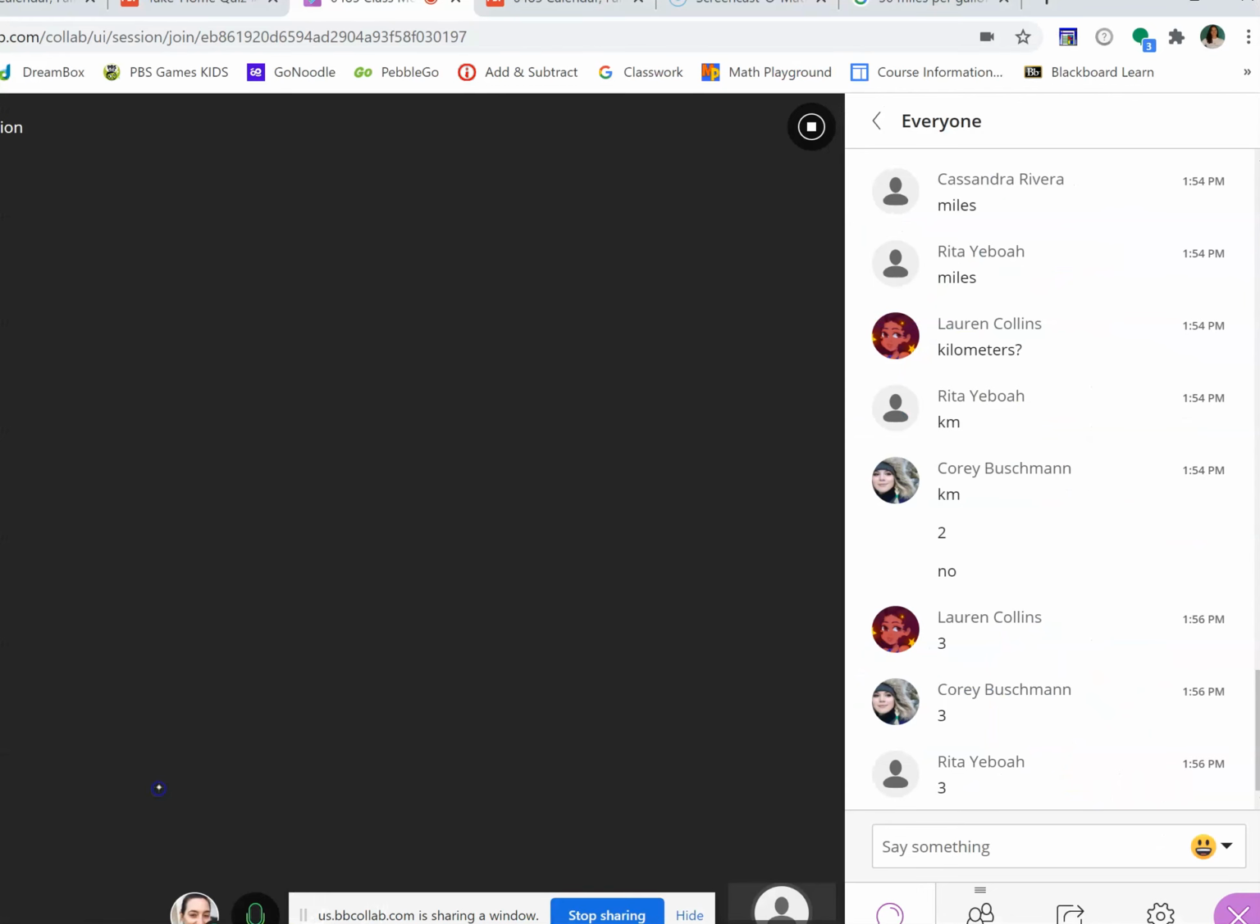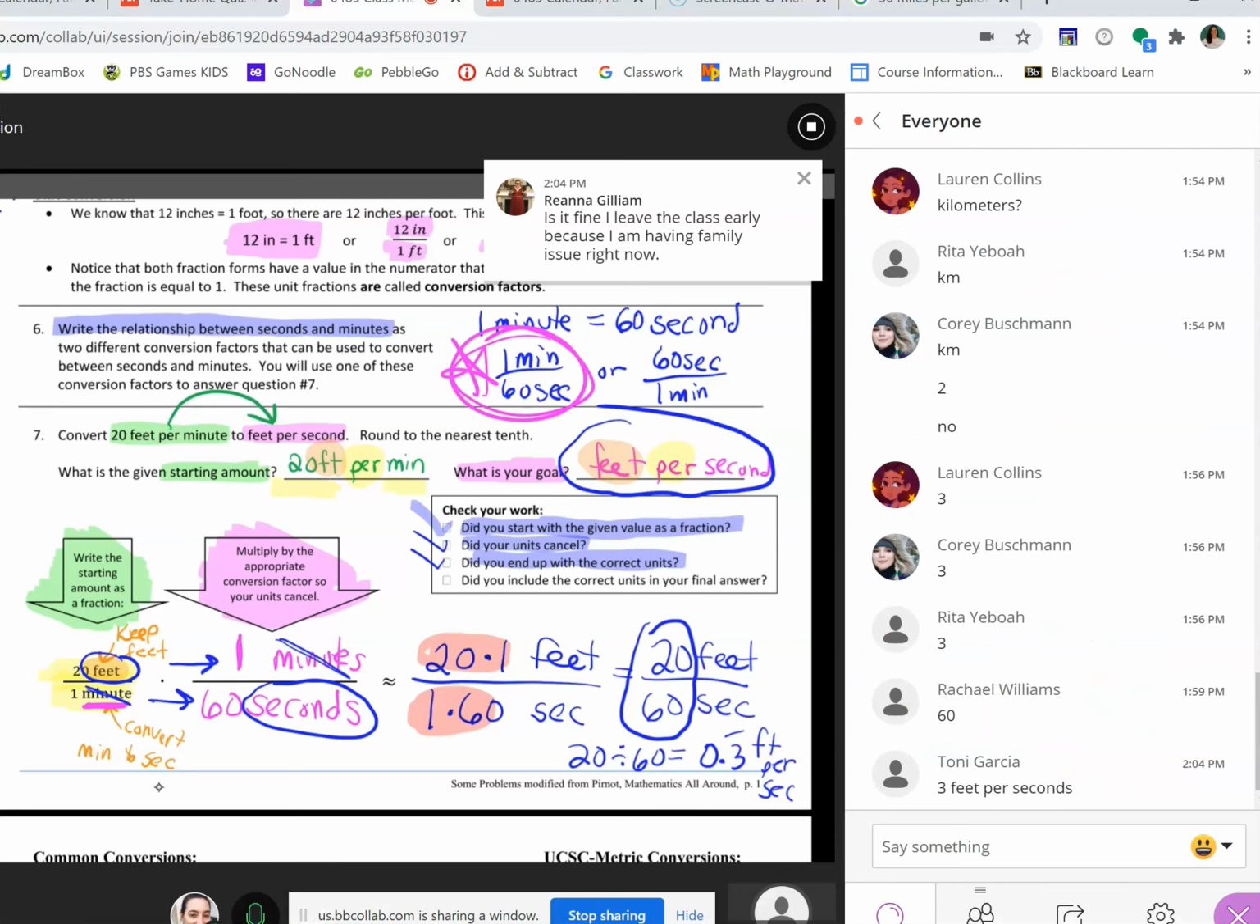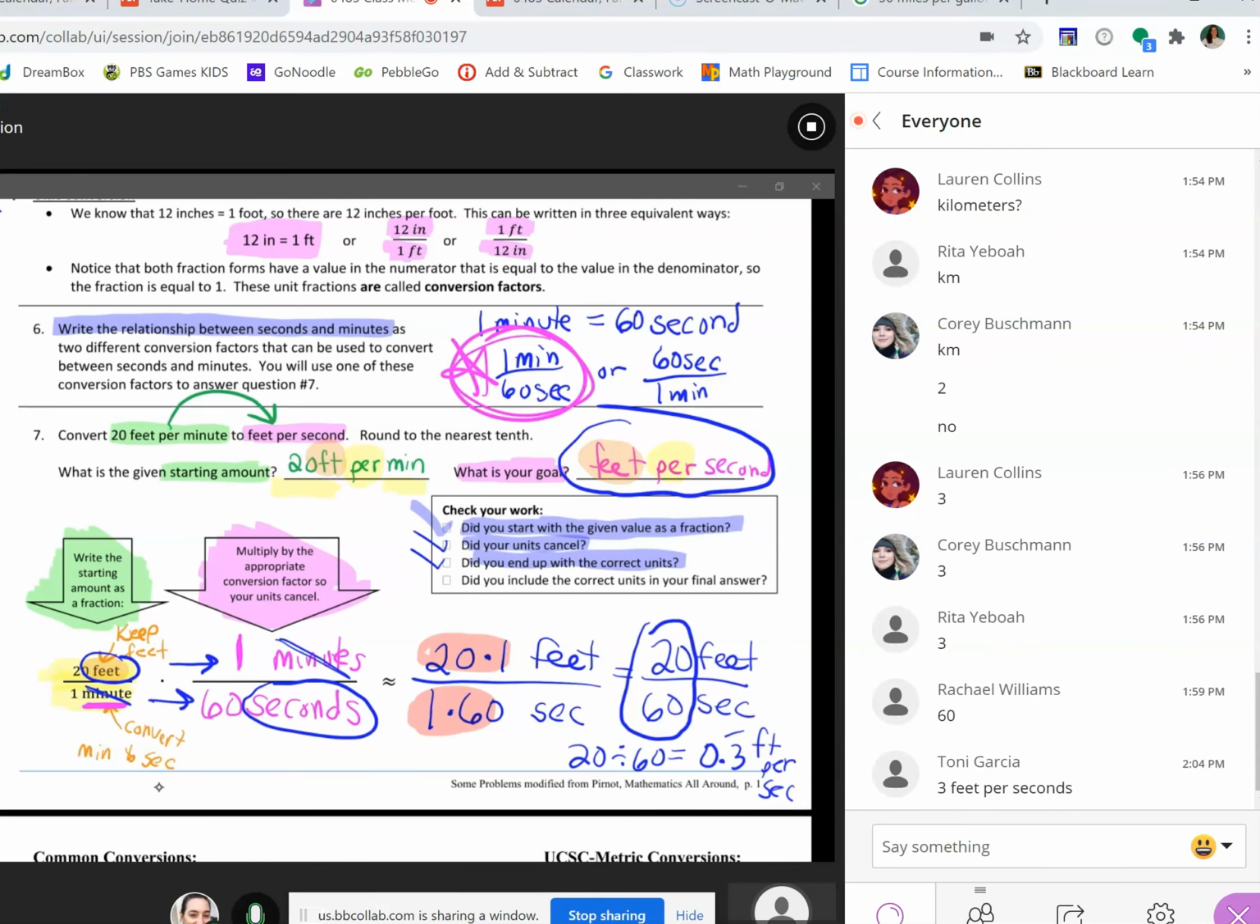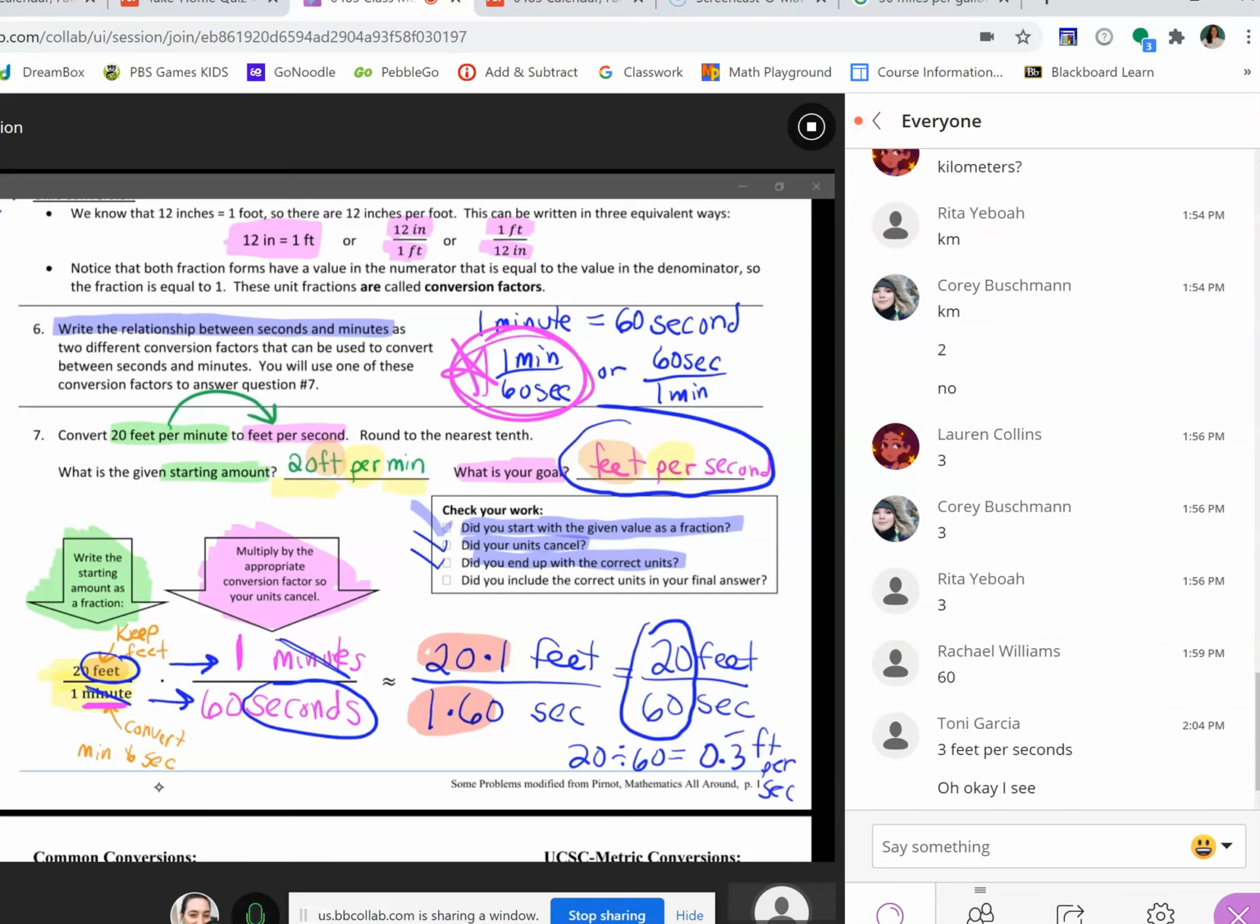Is that what y'all got in there? Let's see. Oh, not 3 feet per second. It should be 0.3 because you have to do top number divided by bottom number. I flip-flopped. I know our brain wants to do 60 divided by 20, but it's top number divided by bottom number.